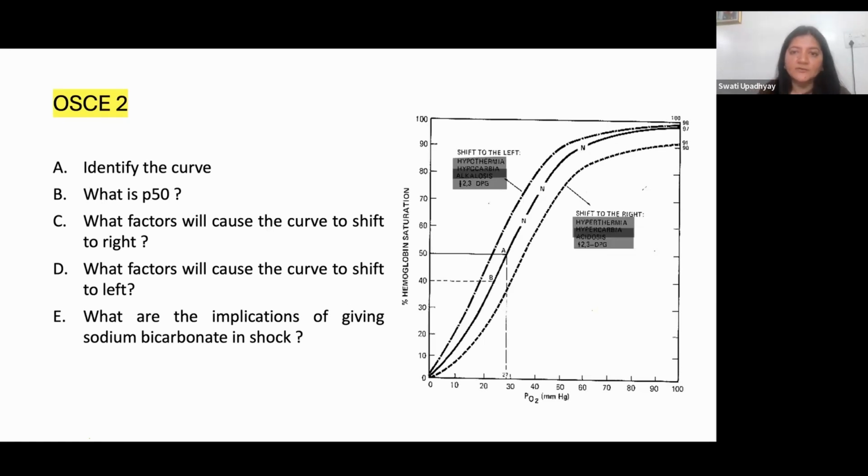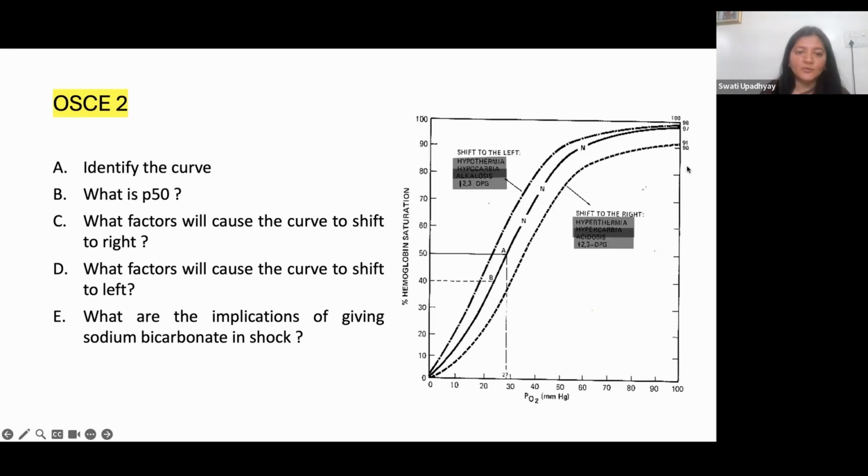So what does it actually mean? You can think of it as the measure of affinity, or how tightly hemoglobin hugs oxygen. If P50 increases, what will happen? It means hemoglobin is letting go more easily. And if it decreases, it is holding on tighter. Okay. So P50, as all of you have correctly mentioned, is the partial pressure of oxygen at which hemoglobin is 50% saturated, and it is actually a measure of affinity.